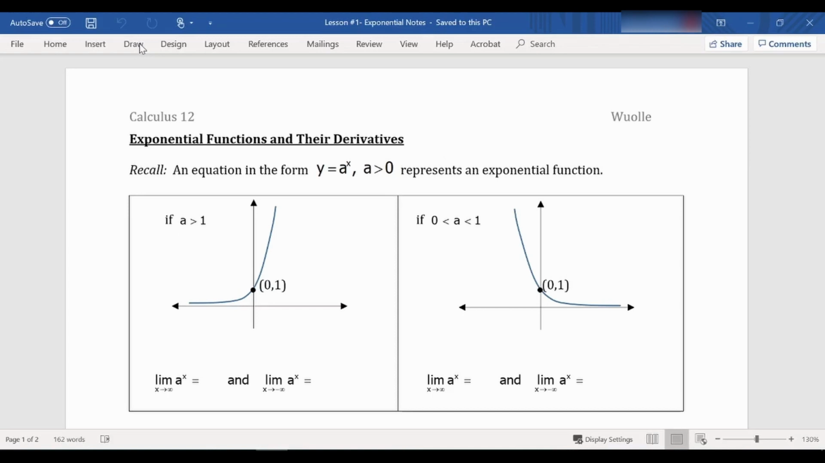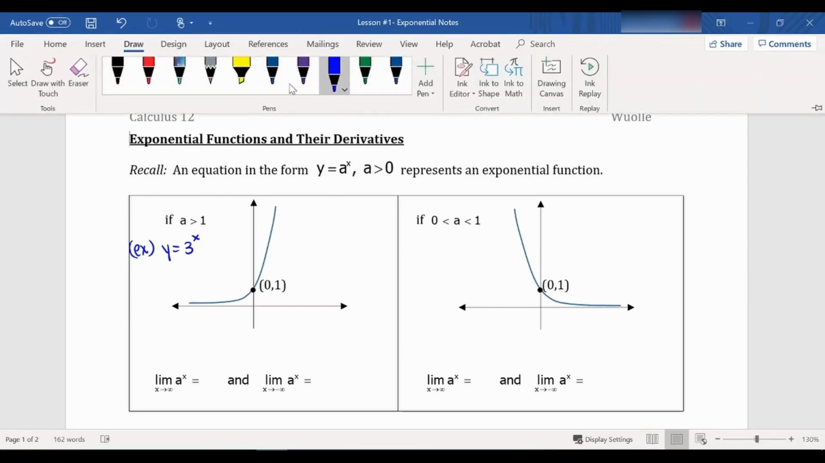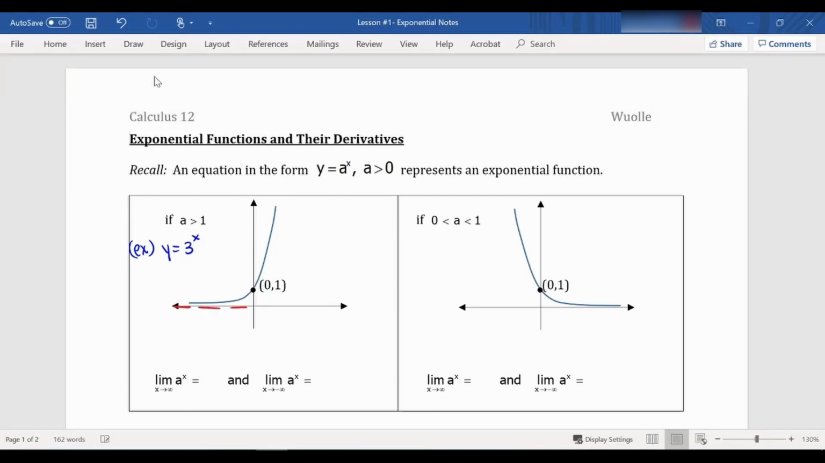So just a few refreshers. An equation of the form y equals a to the power of x, where a is greater than 0, is an exponential function. So if a is greater than 1, we have an increasing function. This would be something like y equals 3 to the power of x. These have asymptotes on the x-axis. These have a y-intercept of 1 and no x-intercept.